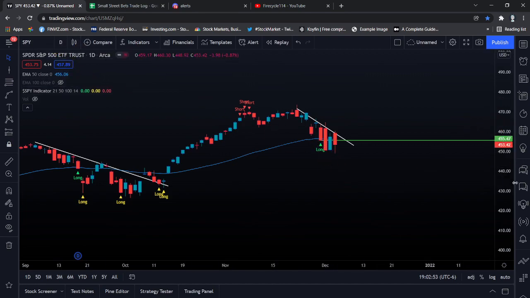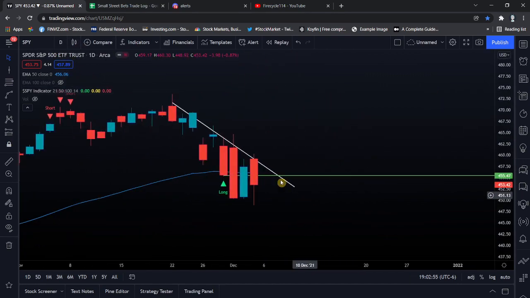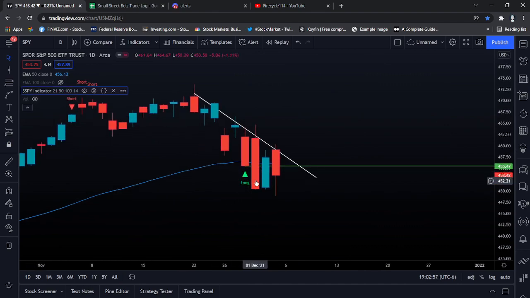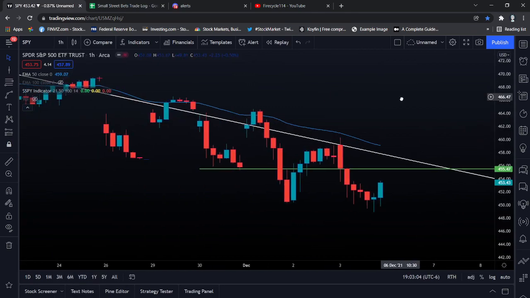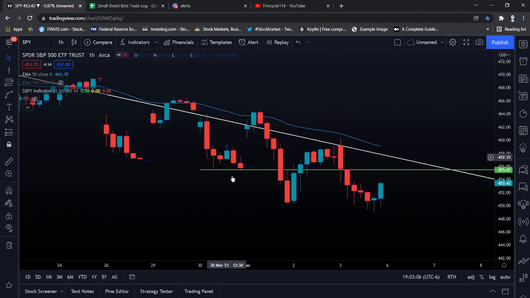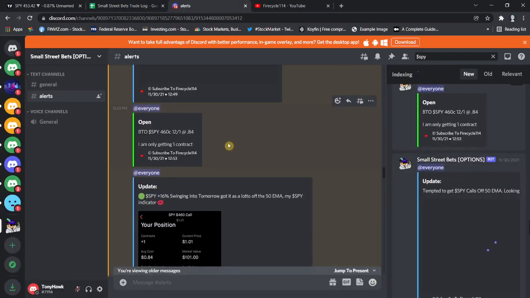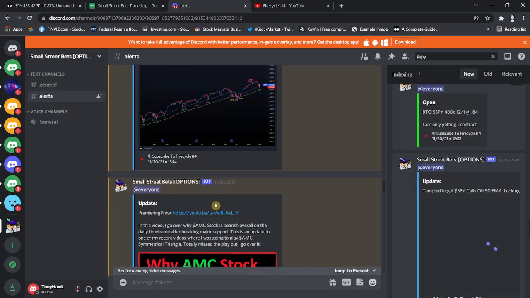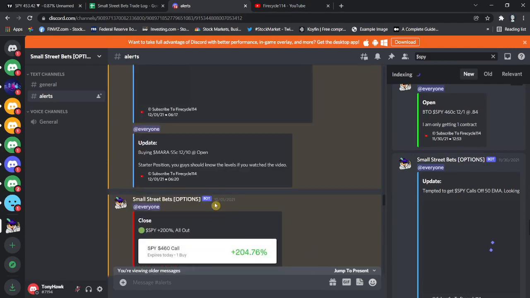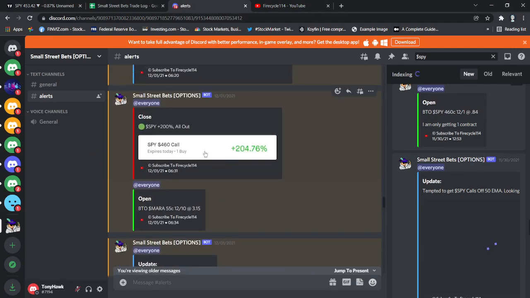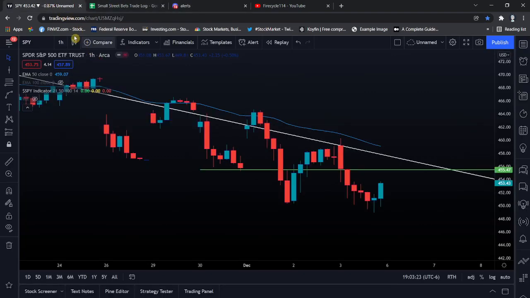EMA. Now it was actually green, so even though it looks like the indicator was wrong, it was actually green because we gapped up. If we look at the hourly, here is our signal for SPY, and basically we had a very nice gap up, and as you guys saw, I took in that very nice 200%. I did say it was a higher risk since I was swinging.